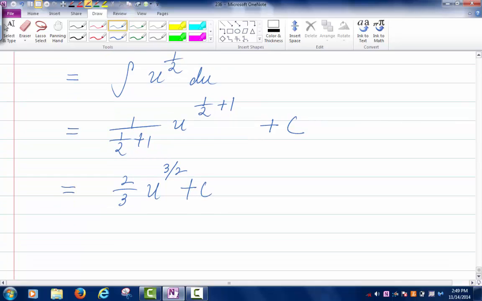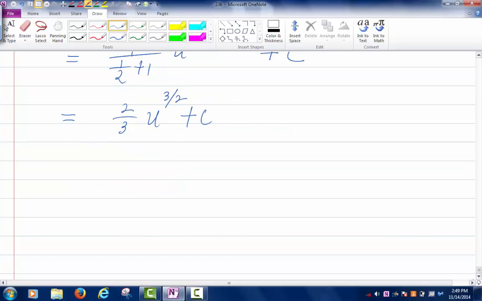And finally, what do I have to do? I have to replace u back by x cubed plus 1. So this would be 2/3 times x cubed plus 1 to the 3/2 plus a c. So that is my integral.